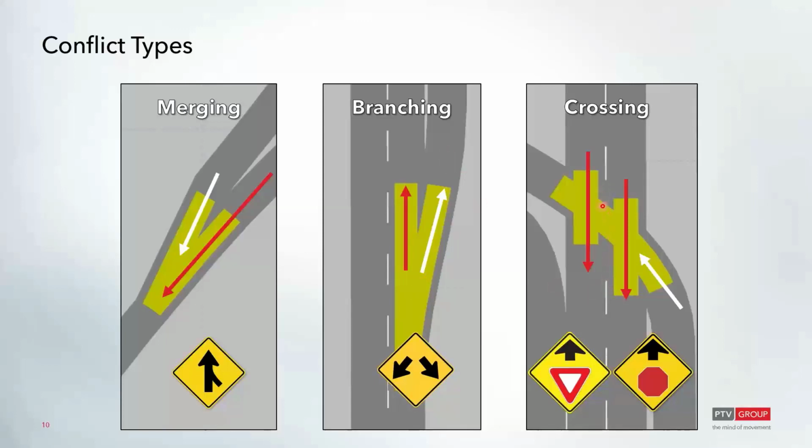And then in the crossing case, these conflicts will exist at any location where two links or two connectors cross one another. These are going to be the situations where we'll have to make sure that all of the right-of-way is defined within Vissim so that those vehicles can interact appropriately.